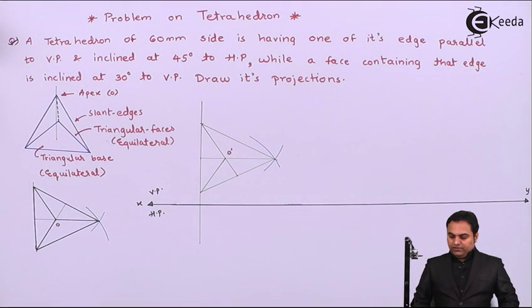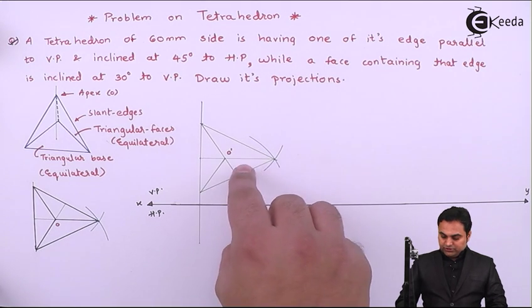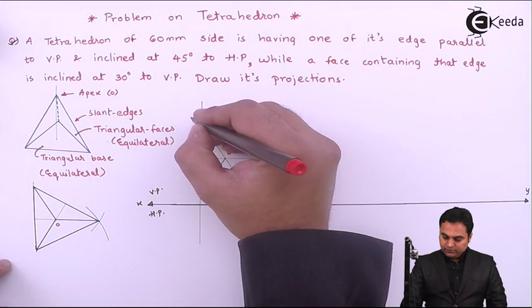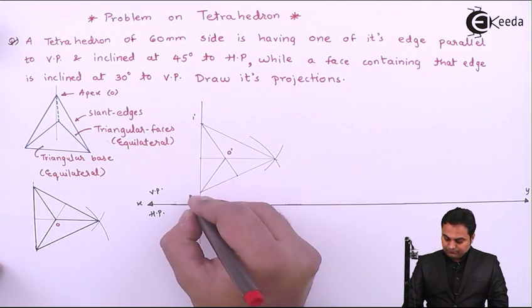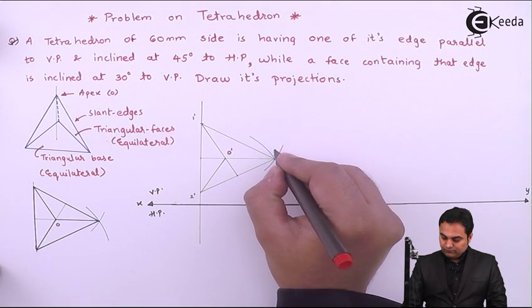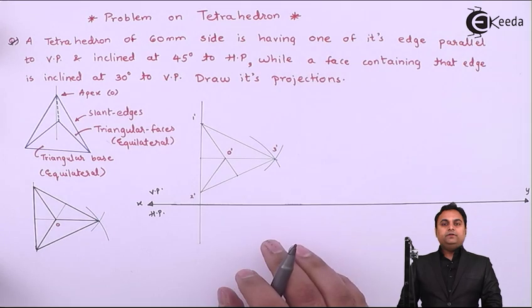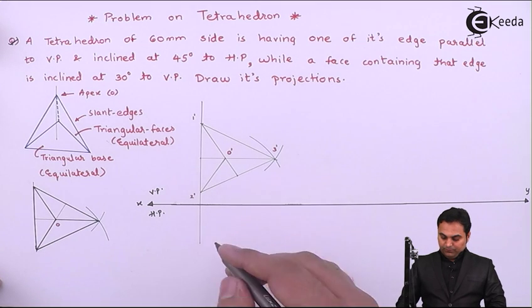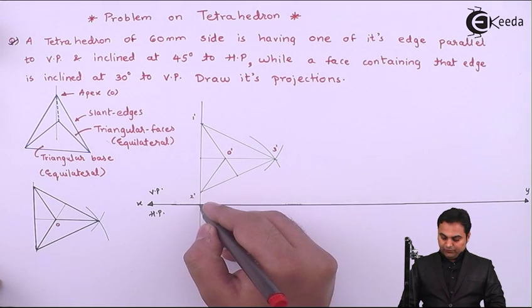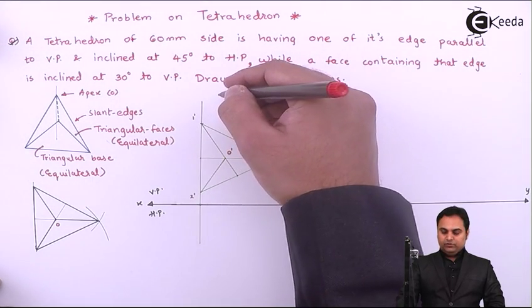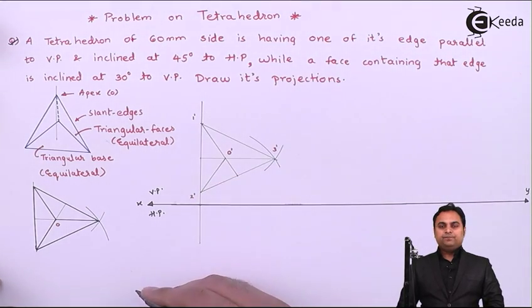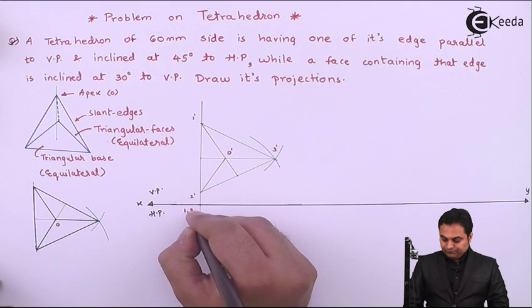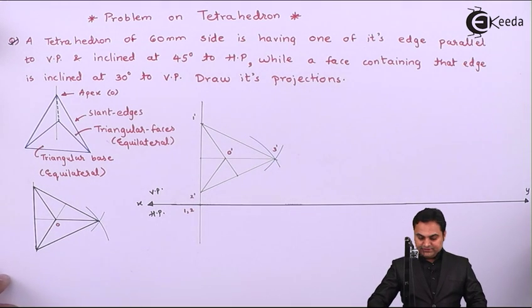So now, here I have joined all the corners to the apex, forming the slant edges. Next, I'll give it the notation. This will be 1 dash, here 2 dash, this is 3 dash. It means this tetrahedron is resting on an edge 1 dash 2 dash. Projecting it in the top view, from the top if we are looking, edge 1 dash 2 dash will look like a point, and here I have that point. It is 1, 2.